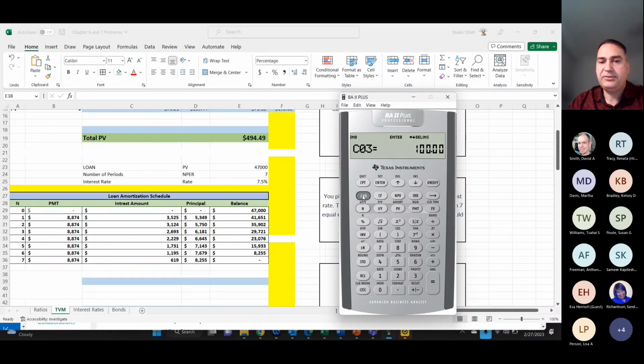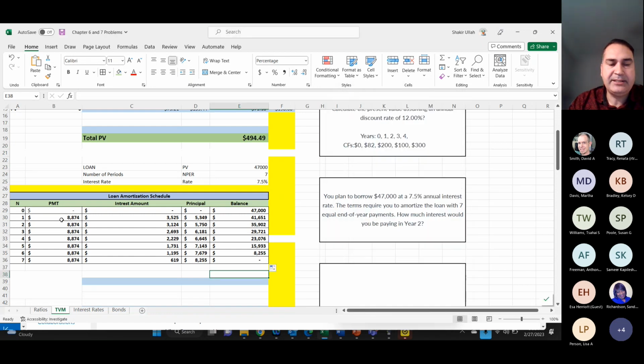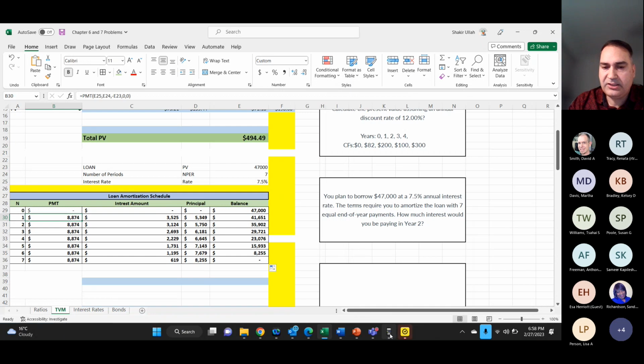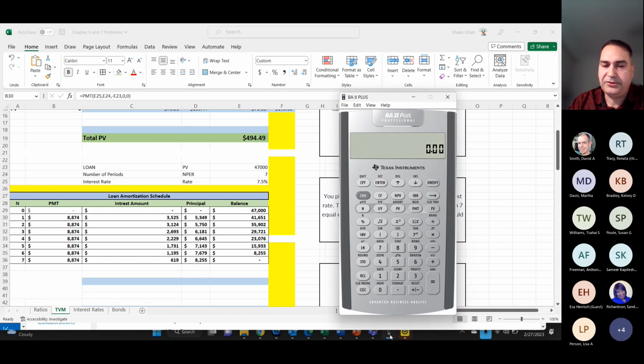So let me reset the calculator first so that I get rid of those things. Now, if I click the cash flow register, all these things are zeros now. Okay. So now, in order to solve this problem, the first thing I need to calculate is the payment as I did in Excel. In Excel, I calculated the payment first. So let me use these values and calculate the payment.